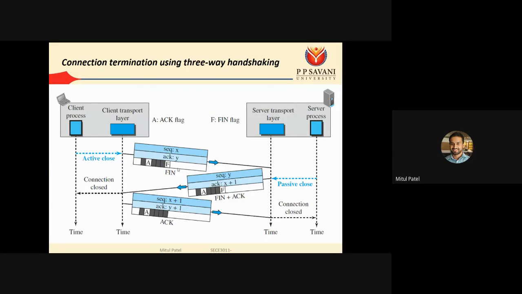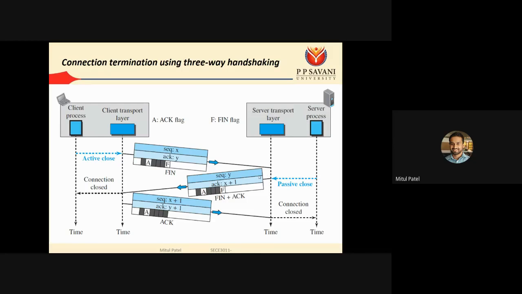For the first packet we can set any sequence number. Let's say the sequence number is X, the acknowledgement number is Y, and we have to set two flags, that is the acknowledgement flag and the finish flag. This acknowledgement can be the acknowledgement of the previous data that was received from the server at the client, and it is the finish. Okay, so that's why we have to set the finish flag.